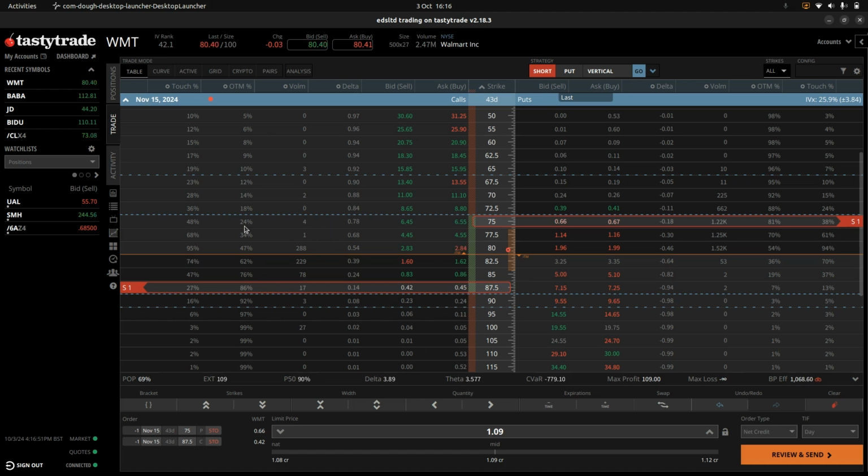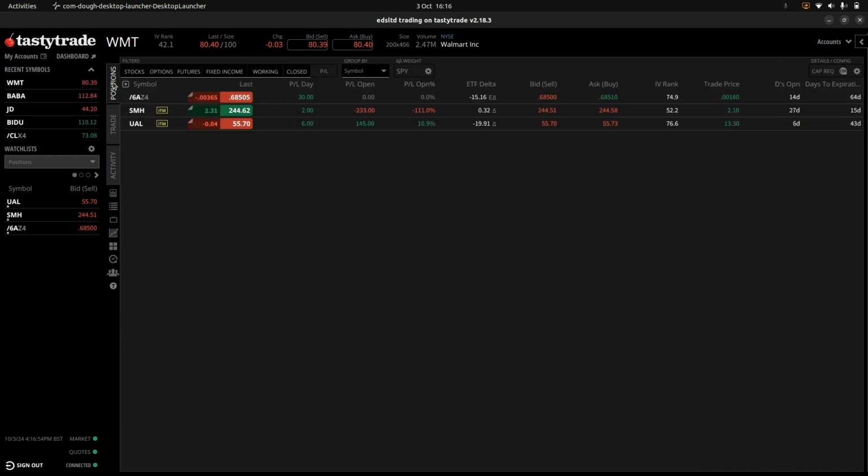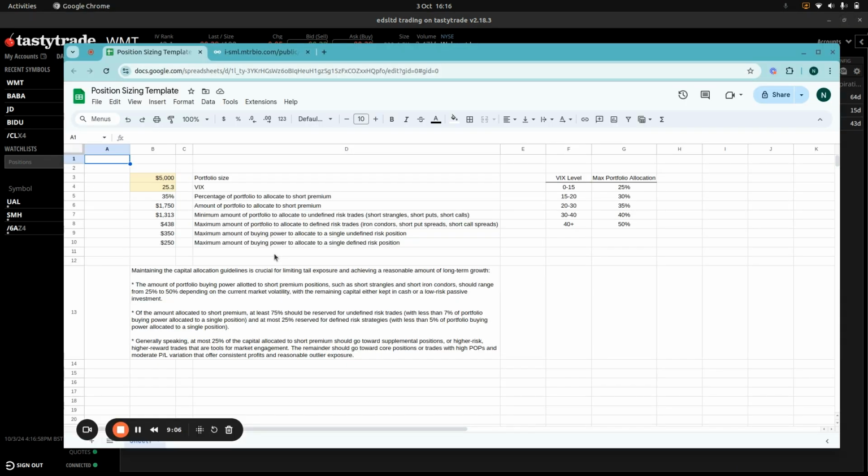And with that being said, there is also one other thing that you need to keep in mind with your positions, and it is your position sizing. It doesn't matter what you know. At the end of the day, if you're sizing your positions wrong, eventually it will end poorly for you.